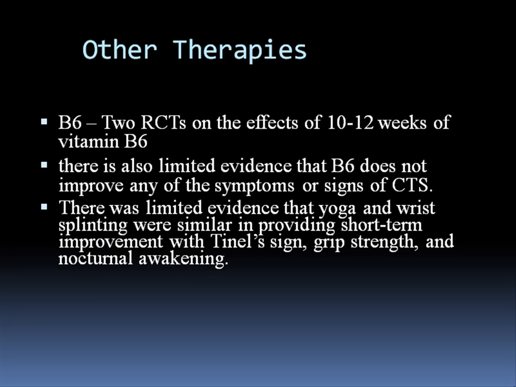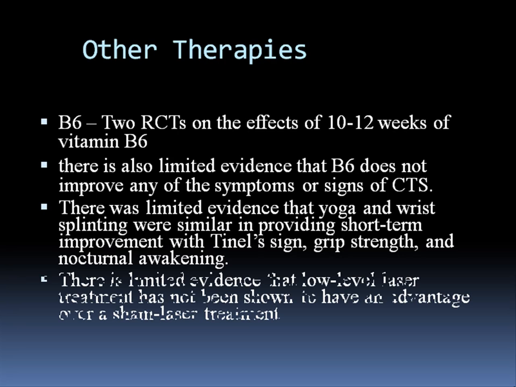One study by Garfunkel et al. evaluated yoga stretching compared to wrist splinting for CTS. There was limited evidence that yoga improved pain and Phelan sign findings better than wrist splinting. There was evidence that yoga and wrist splinting were similar. There is limited evidence that low laser therapy treatment has not been shown to have an advantage over a sham laser treatment. However, more recent studies, not included in this review, seem to support laser therapy.